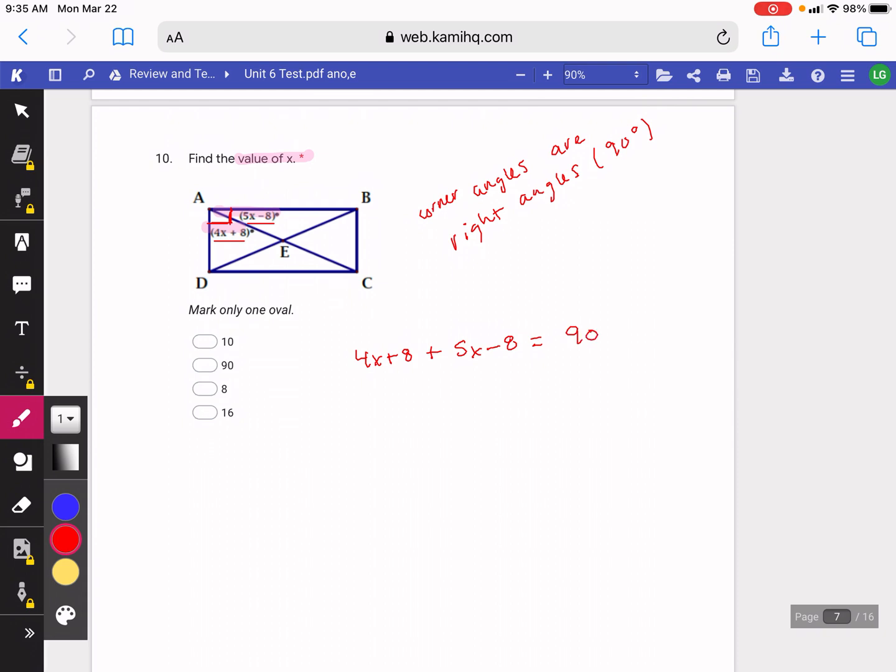Here we're going to combine like terms. So I'm going to combine the 4x with the 5x and then the positive 8 with the minus 8. So we get 9x. 8 minus 8 is 0, so that cancels. So our equation is 9x equals 90. And then the opposite of multiplying by 9 would be to divide by 9. So our solution for x is 10.